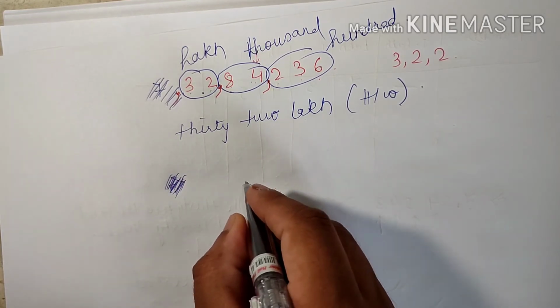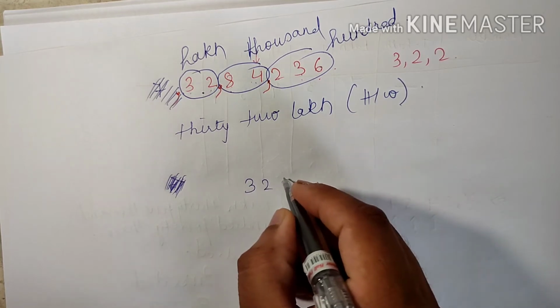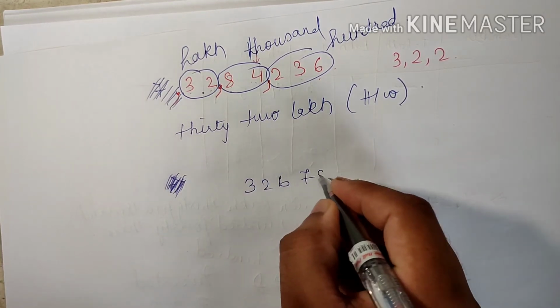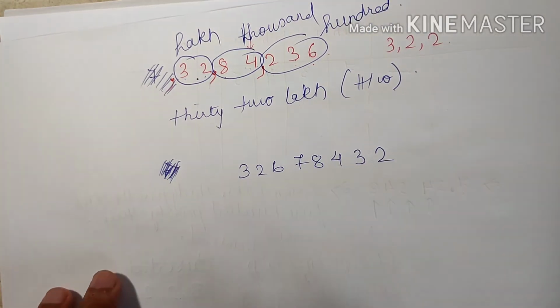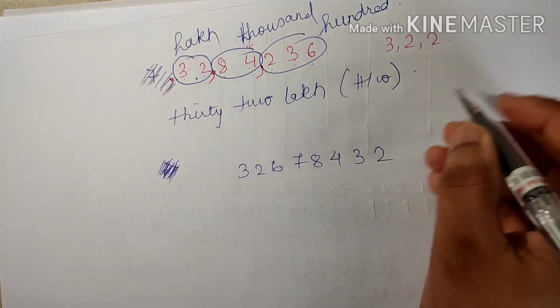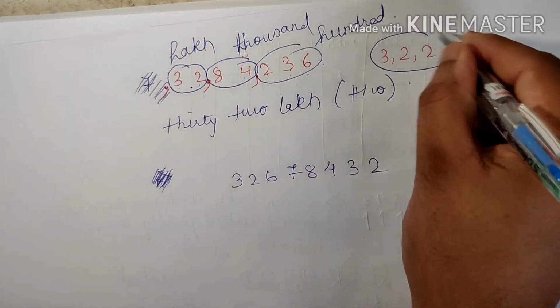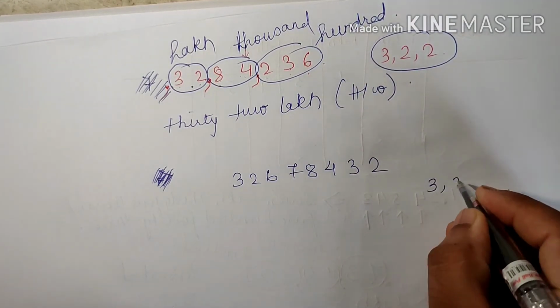Let's see, here is another number: 3, 2, 6, 7, 8, 4, 3, 2. Now you are told to put commas and write the number in international form. How will you do it? I told you the Indian system follows the 3, 2, 2 rule, but the international system follows the 3, 3, 3 rule.